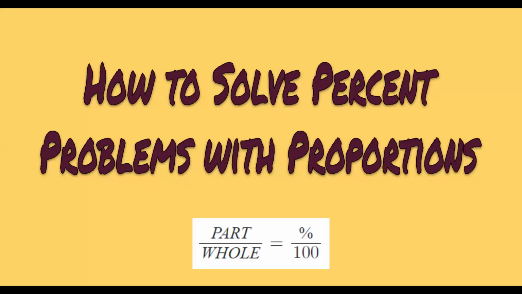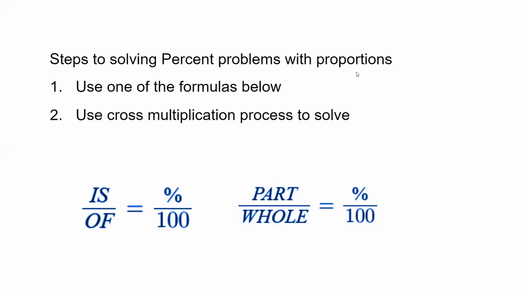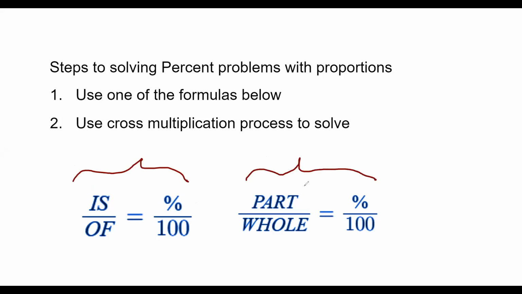In this video, I will review how to solve percent problems using proportions. So the first thing that we want to do is to use one of the formulas below. They're really the same formula, but they express the proportion in a slightly different way. On the right-hand side of both of them, this is what I'm referring to as the first formula, and this is the second formula. In the first one, we have percent over 100 on the right-hand side, and we have the same thing on the second formula.